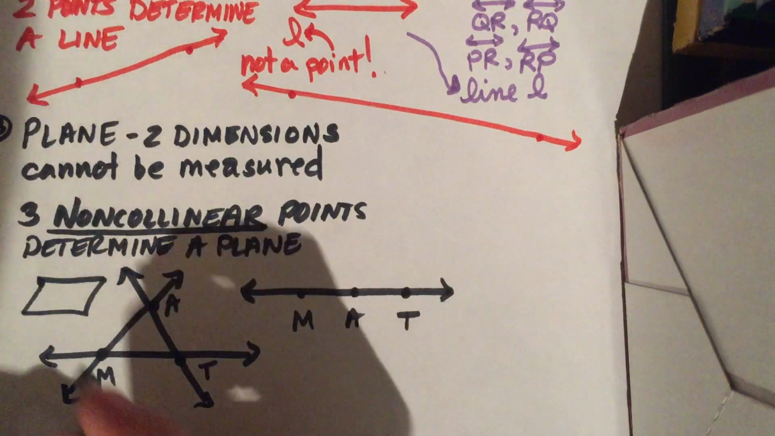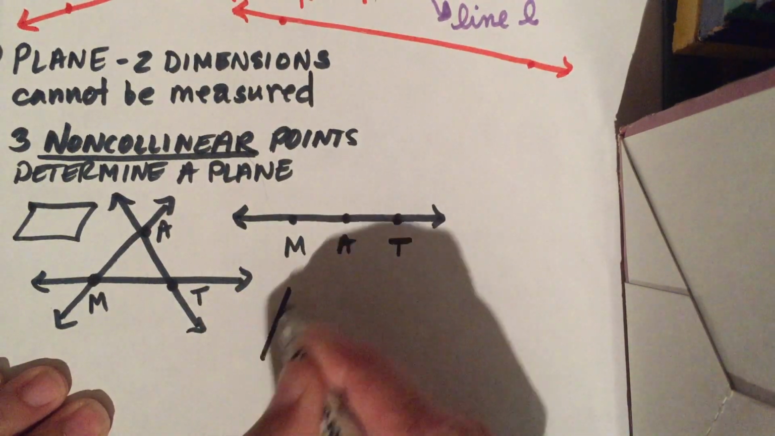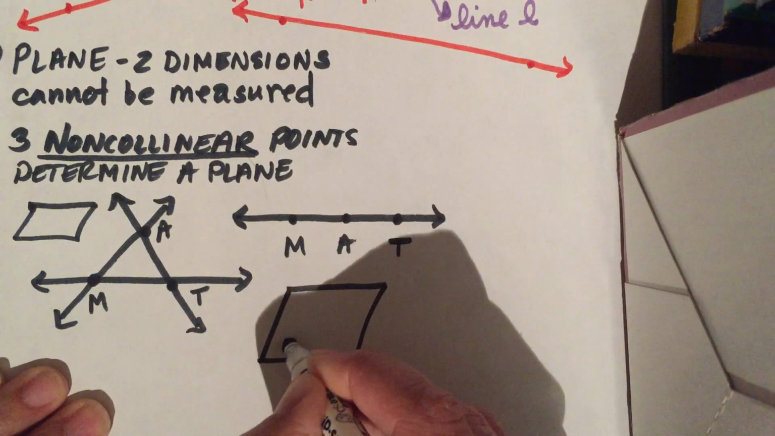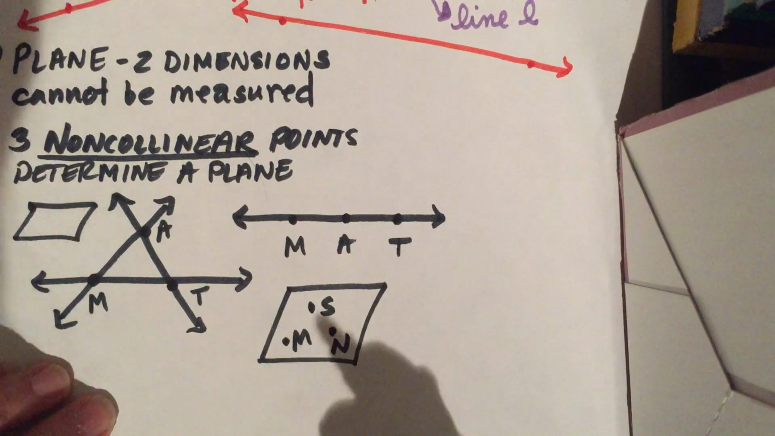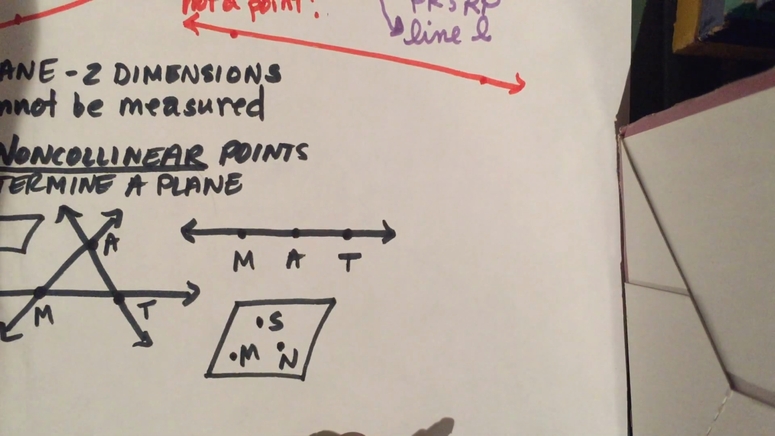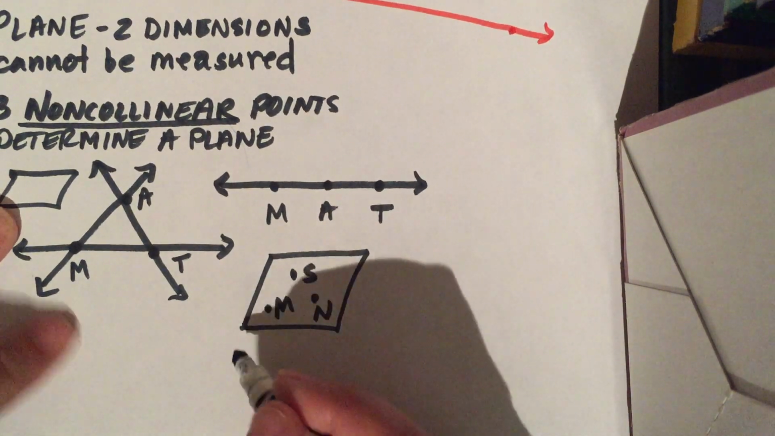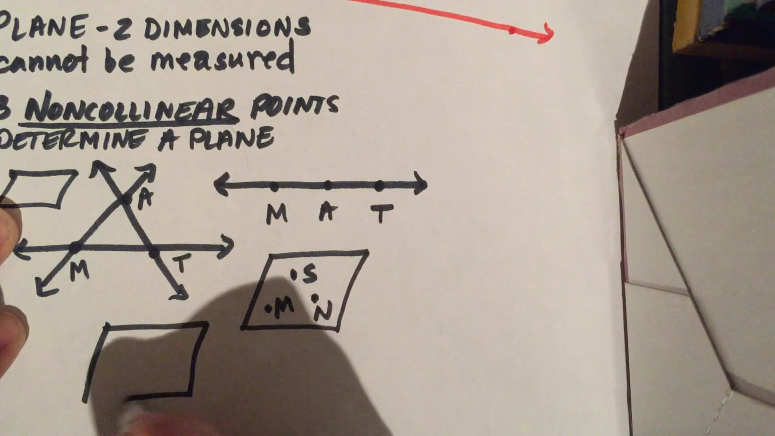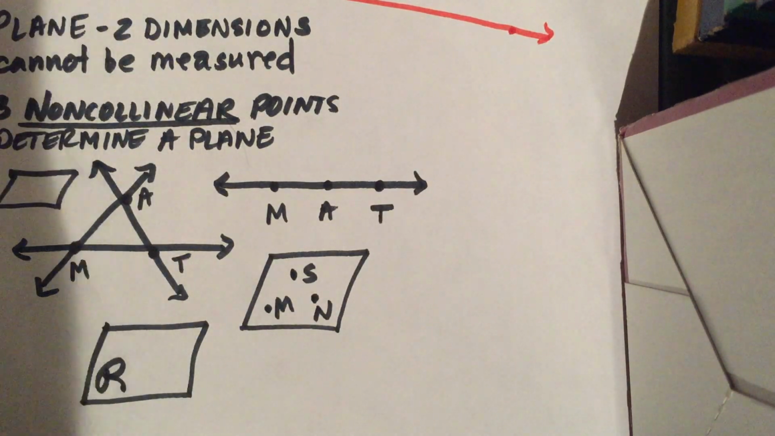So, a lot of times you'll see planes actually drawn out like this. And you'll be given points like this. So there's another representation. You're just going to have to learn to recognize all the representations that we get with each of these figures. You will also see a plane written like this. Something like that. So now let's look at the ways we can name these.